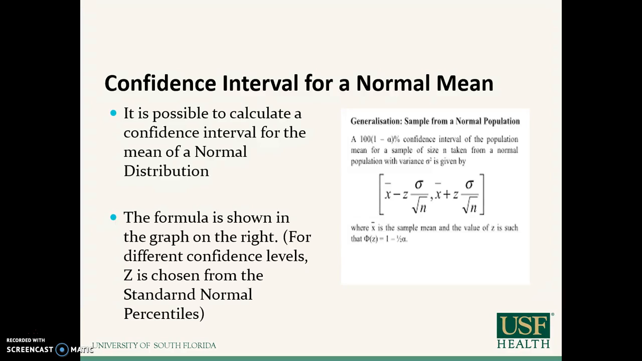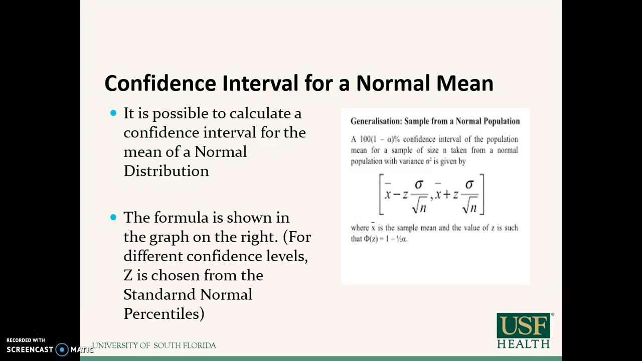And the last topic is confidence interval for a normal mean. It is possible to calculate a confidence interval for the mean of a normal distribution. On the right-hand side, you can see the 100(1 minus alpha) percent confidence interval of the population mean for a sample of size n taken from a normal population with variance sigma squared. It is given by x bar, the sample mean, minus z sigma divided by square root of n as the lower limit, and x bar plus z sigma divided by square root of n as the upper limit. The formula is shown in the graph on the right.